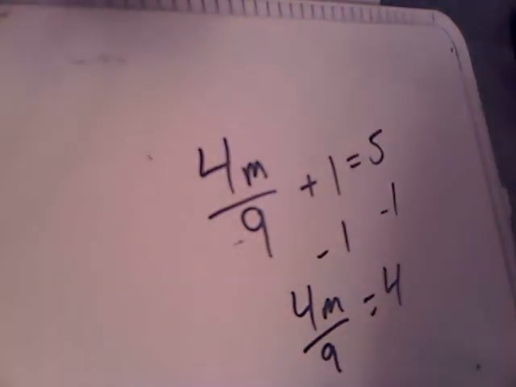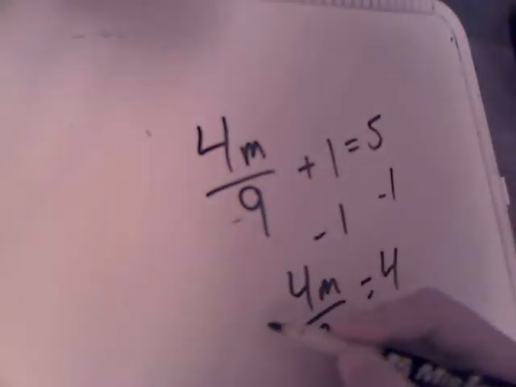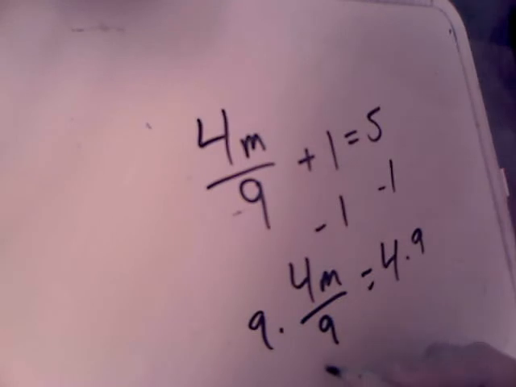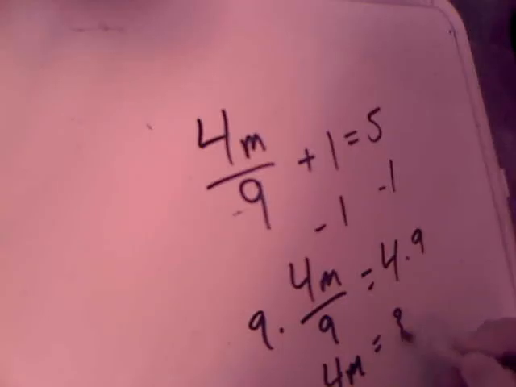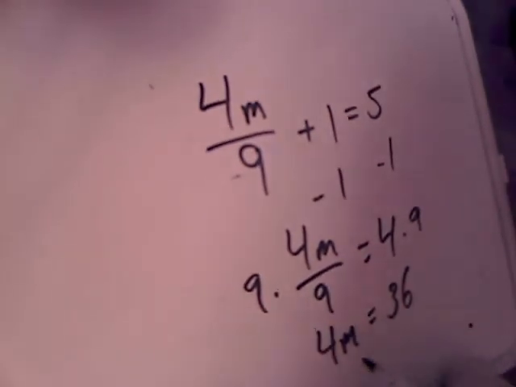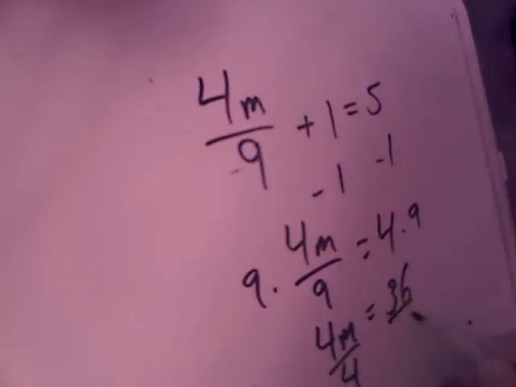Now what I want to do is get rid of that 9. So I'm going to multiply by 9 on both sides and get 4m equals 36. To get rid of the 4, I'm going to divide by 4 on both sides and get m equals 9.